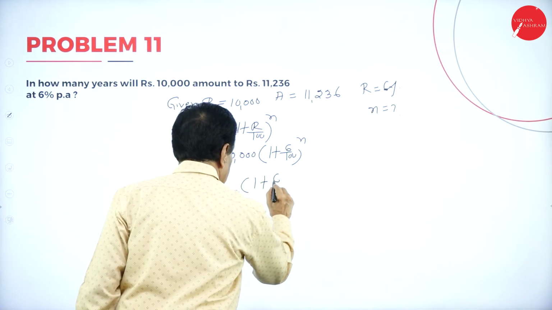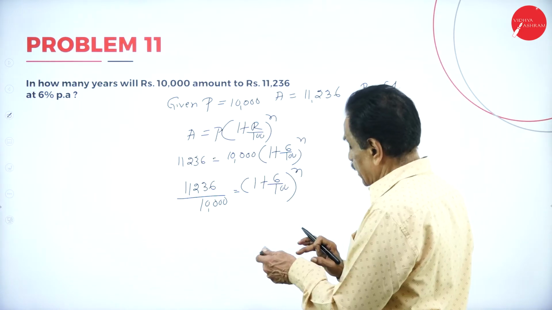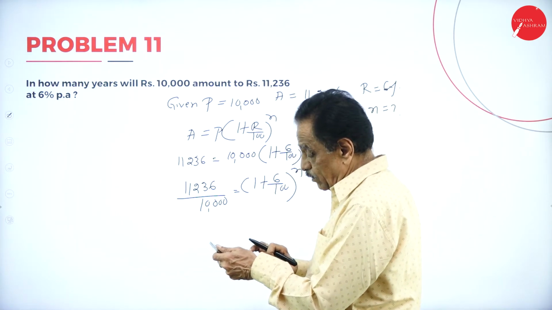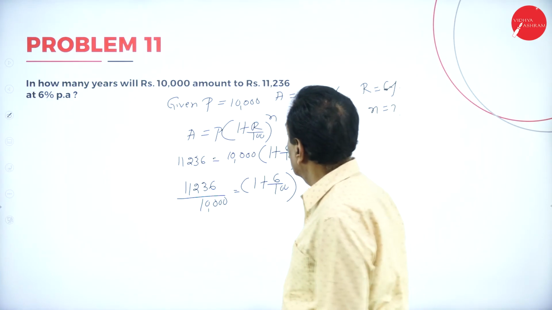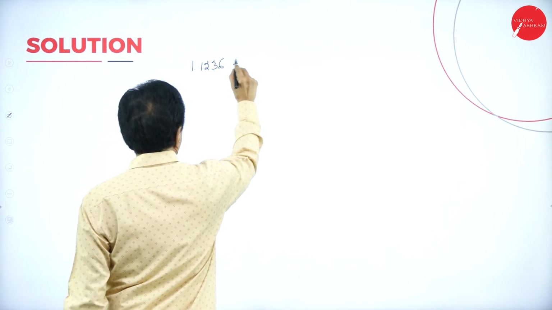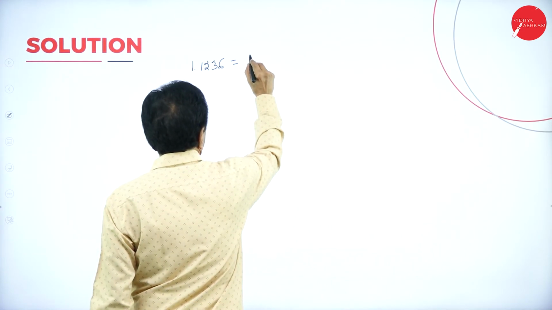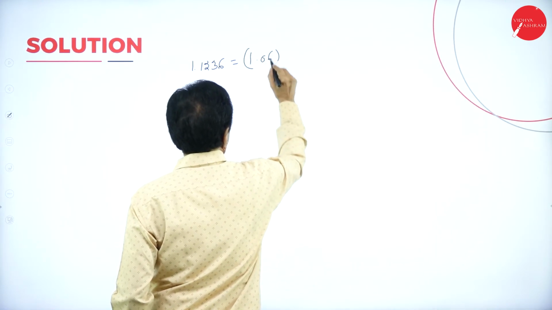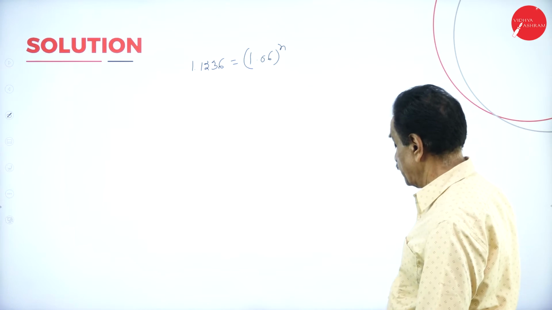1 plus 6 over 100 to the power of N. 11,236 divided by 10,000 is 1.1236. Left over is 1.06 to the power of N, that is 1 plus 6 over 100 means 1.06 to the power of N.